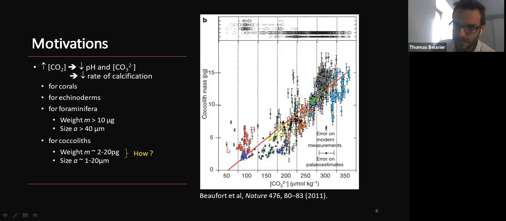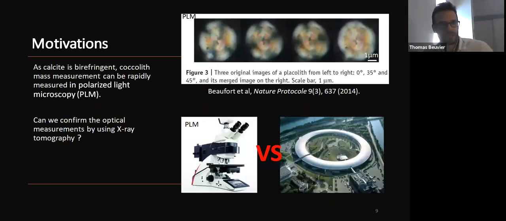So for example, here, Beuvier and co-workers have shown that if they collect coccoliths from the ocean in a region where the ocean displays a low concentration of carbonate, the mass of the coccolith is small. And if they collect coccoliths from regions where the concentration of carbonate is important, the mass is greater. So it seems that there is a correlation between the mass of the coccolith and the concentration of carbonate.